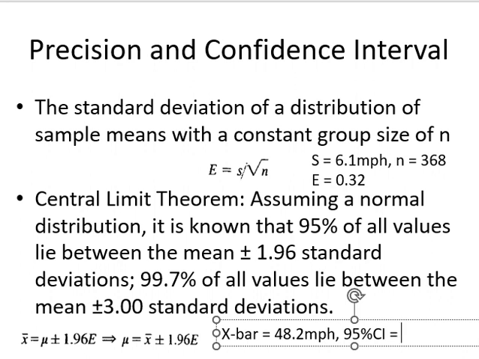So we have 48.2 plus 1.96 into 0.32, that gives 48.8, and 47.9. These are all the speeds, miles per hour. Happy?